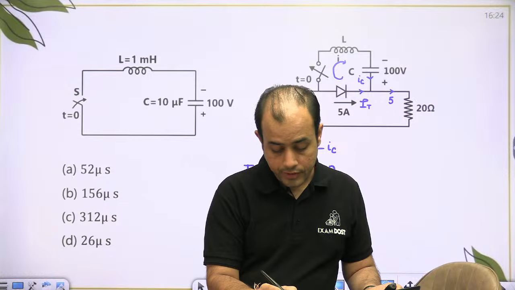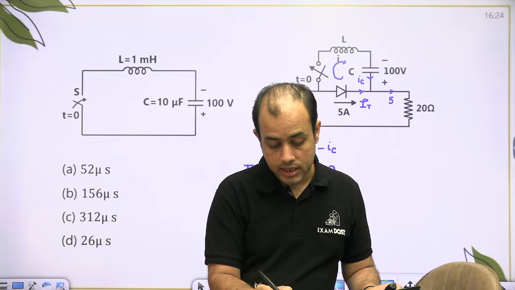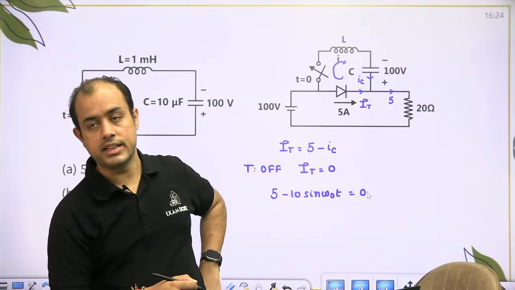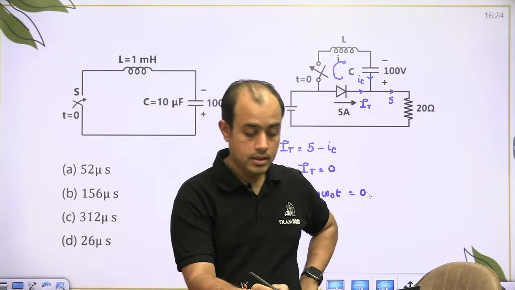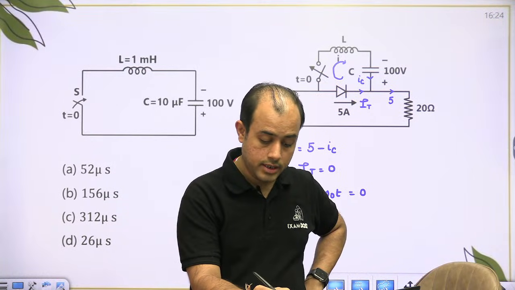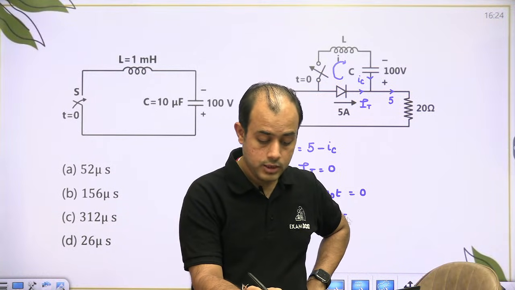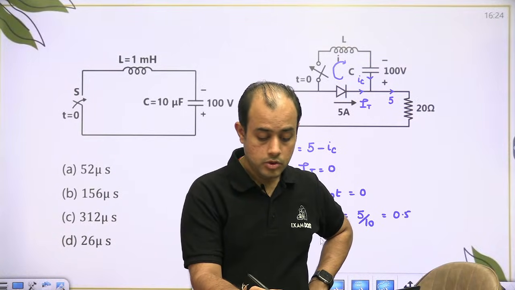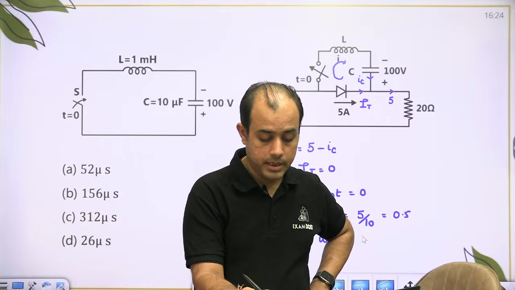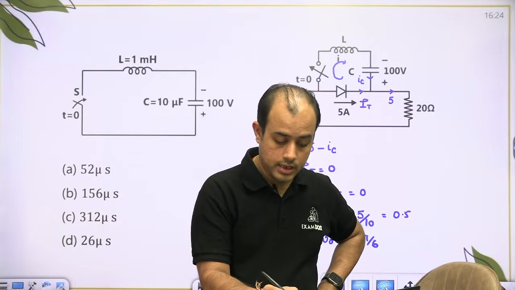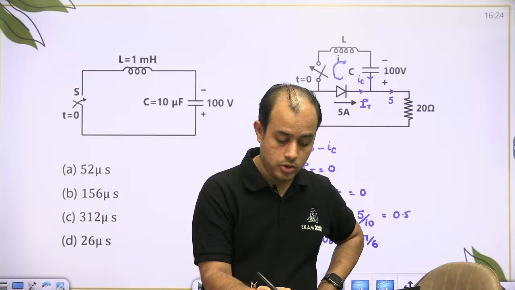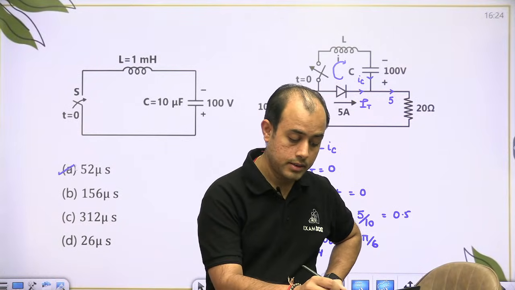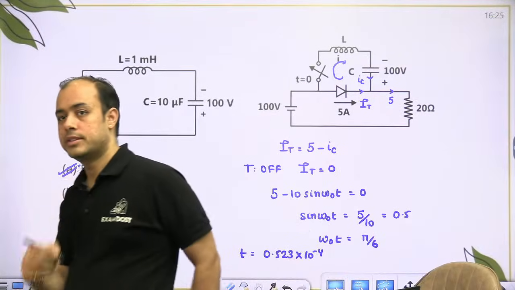So Thyristor turns off, beta, when the current becomes 0. We already derived the capacitor current. 5 minus 10 sine omega t becomes 0. So sine omega naught t is 5 by 10, that is 0.5. So omega naught t is pi by 6. So time equal to 0.523 into 10 to the power minus 4, 52 microsecond.